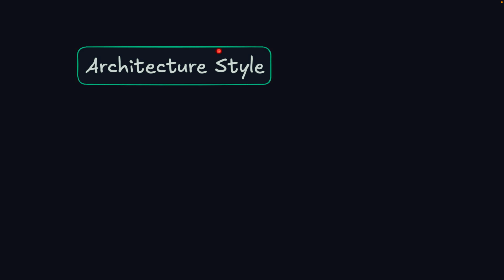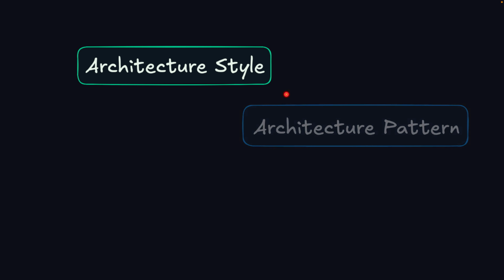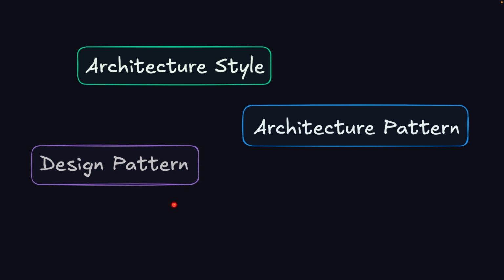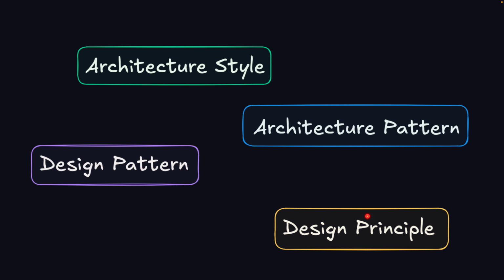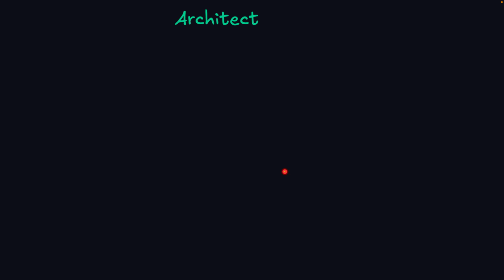There are some common terminologies like architecture style, architecture pattern, design pattern, and design principle. People often get confused with these terminologies. I want to clarify what each one of these means in this video. Let's start with architecture style.